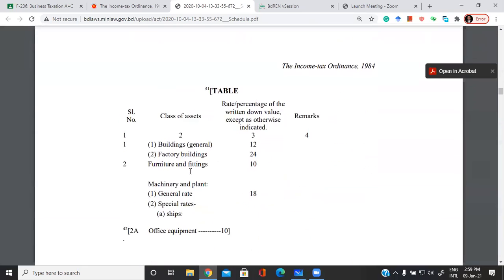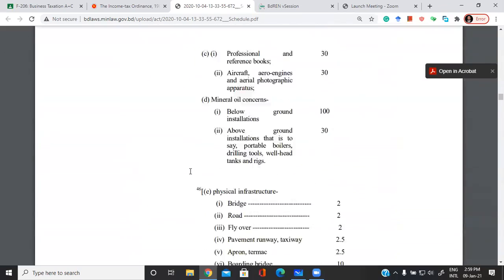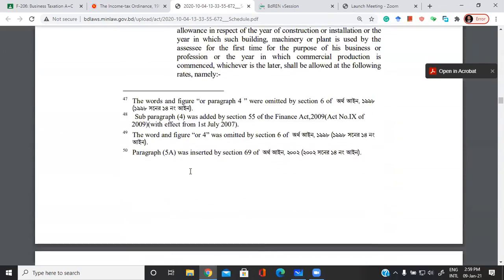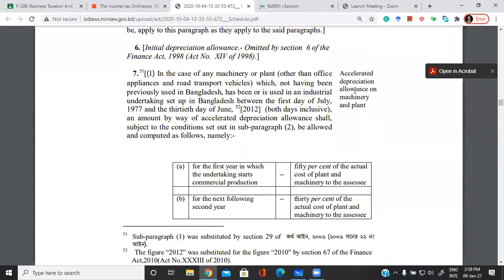Say, if I like to take one particular asset, accelerated depreciation allowance on machinery and plant. You will see here, let me show you for the first year in which the undertaking starts commercial production. In that year, you can charge how much? 50% of the actual cost of plant and machinery to the SSC.